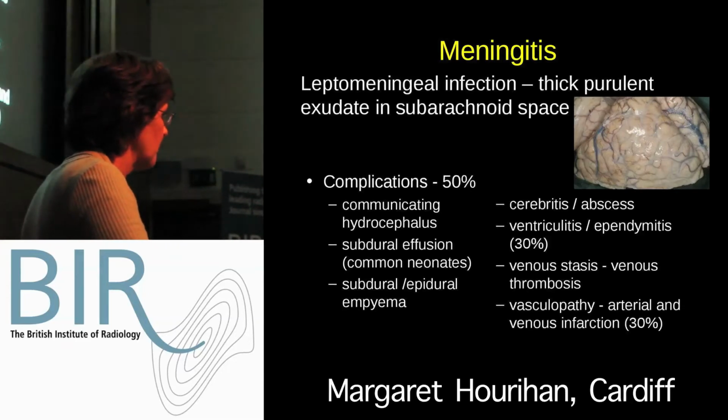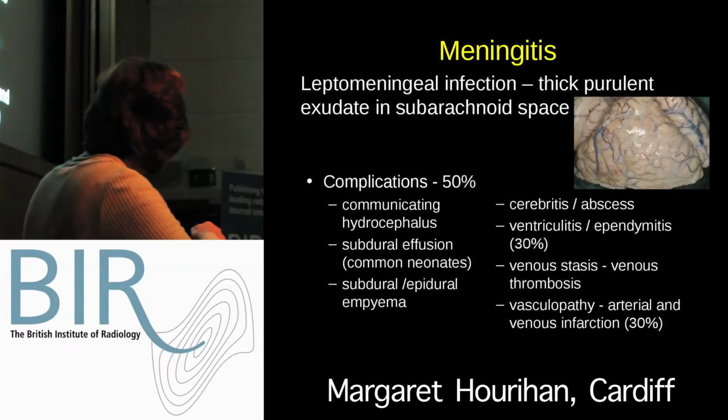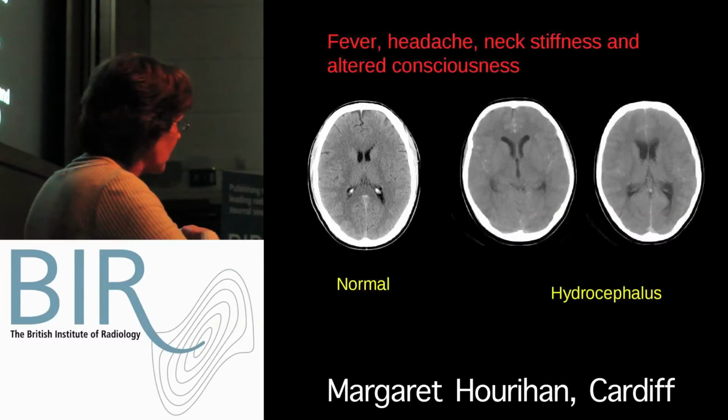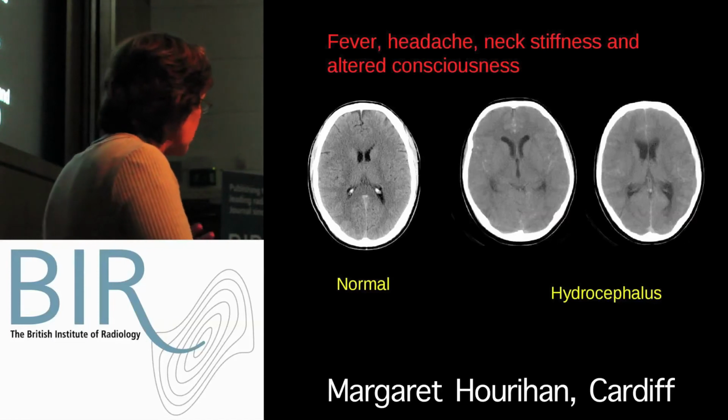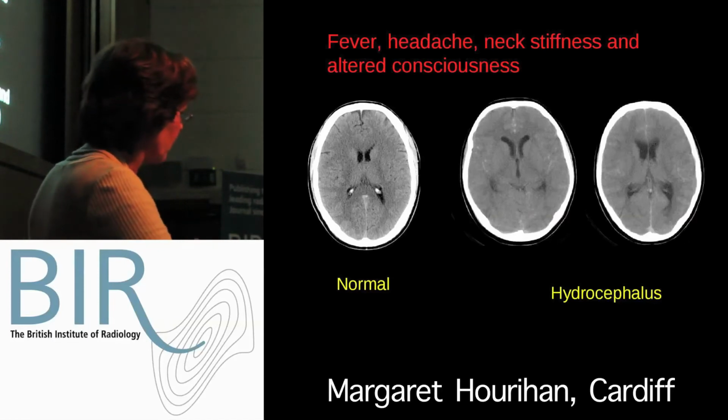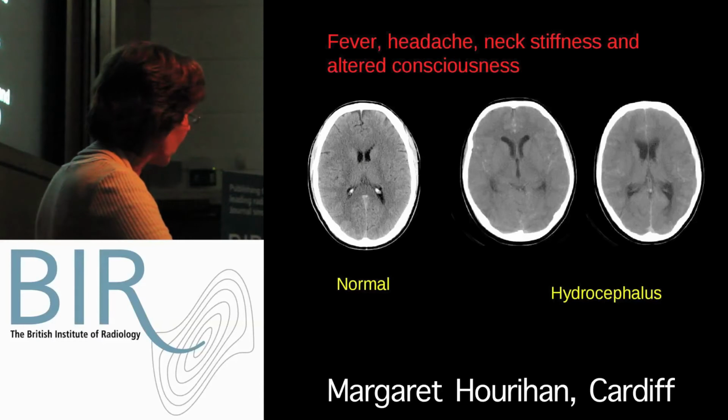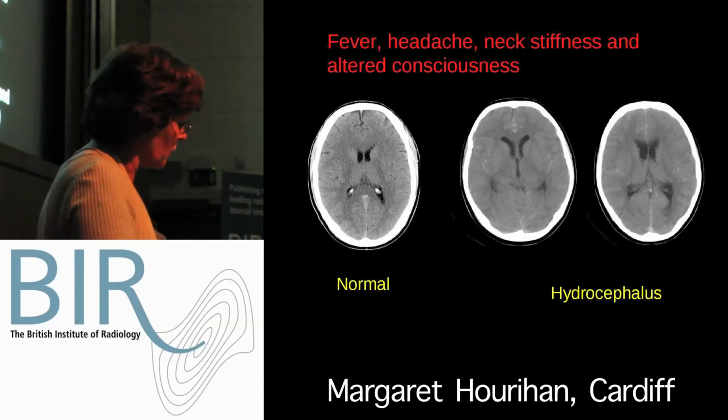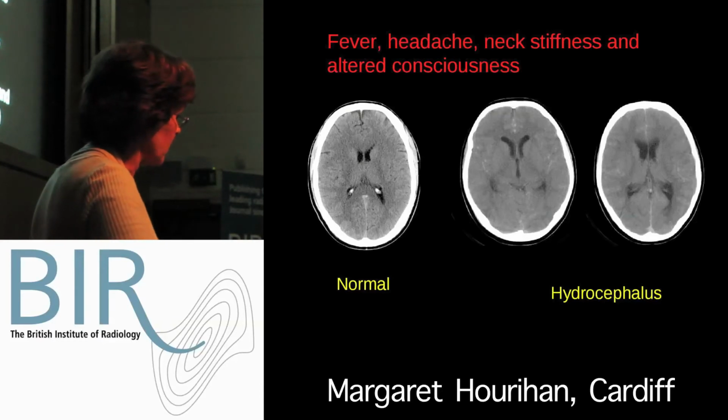a subdural empyema. And you can see why the patients get complications from meningitis, and that's because you've got all this purulent stuff coating these subarachnoid spaces, and they're all gummed up, and you get communicating hydrocephalus, empyemas, and if not treated, progressing to cerebritis and abscess, etc.